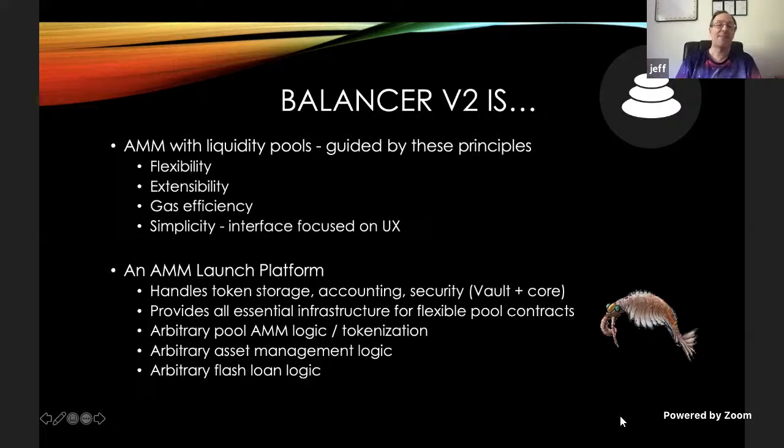So it's really an AMM launchpad, a rapid application development platform for AMMs. It's designed to allow people to innovate in the space without worrying about the details, because Balancer has done all the heavy lifting, right?